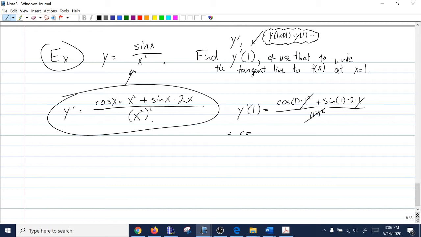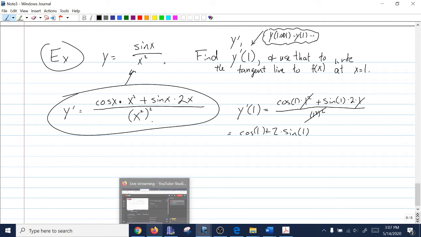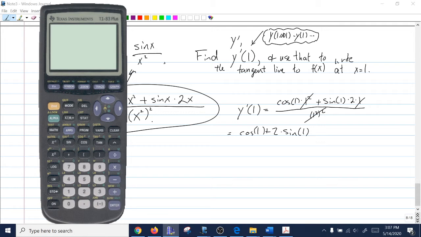I'm getting cosine 1 plus 2 times sine 1. You might ask yourself, does that simplify? Well, you can get digits on it, but it's not going to be a nice number. Sine and cosine are nice at pi and multiples of pi. At 1, it's going to be some gross pi-like infinitely long digits. Actually, let's get some digits on this, because that'll be what we want to try and graph this thing.